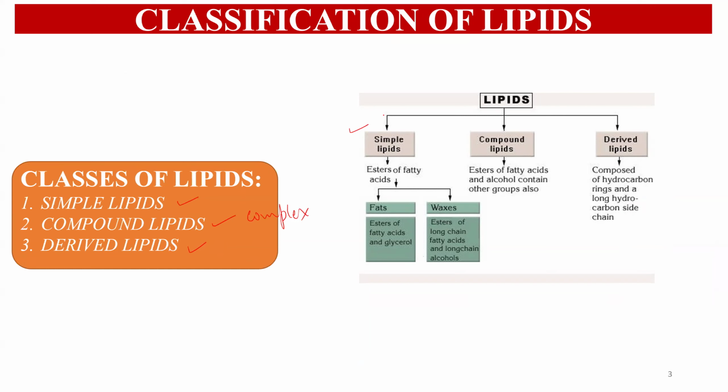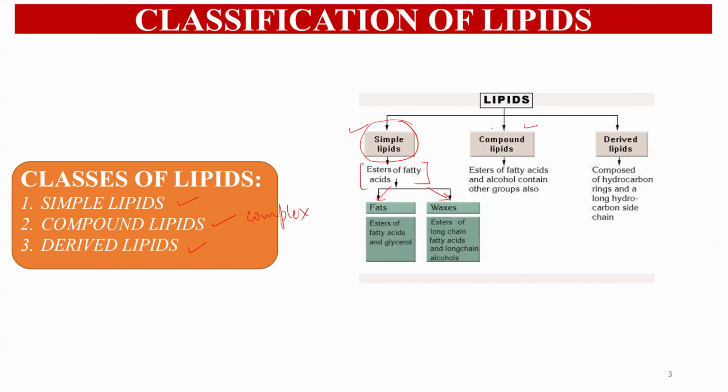What are simple lipids? These are the esters of fatty acids. When there is an esterification of the backbone of glycerol with different fatty acids, that is how simple lipids are formed. They are further divided into fats and waxes. We don't have to dive deep into the different functions and structures of fats and waxes, but we have to briefly look at the structures of the basic lipids.